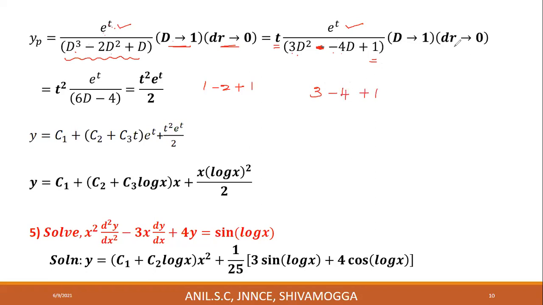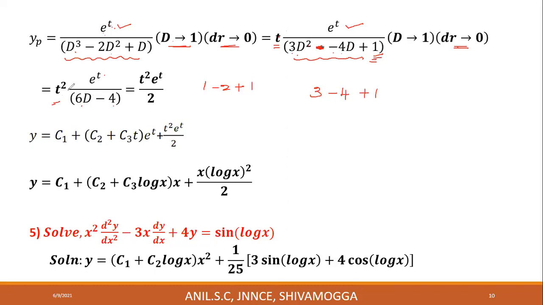Again, the denominator tends to 0, right? In such cases, multiply by t. T into t is t square. Keep the numerator as it is. Differentiate the denominator. Derivative of 3d square is 6d. Minus 4d is minus 4. And plus 1 is a constant. Its derivative must be 0.